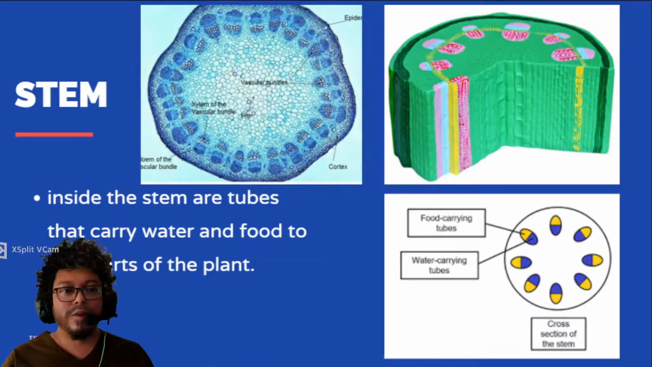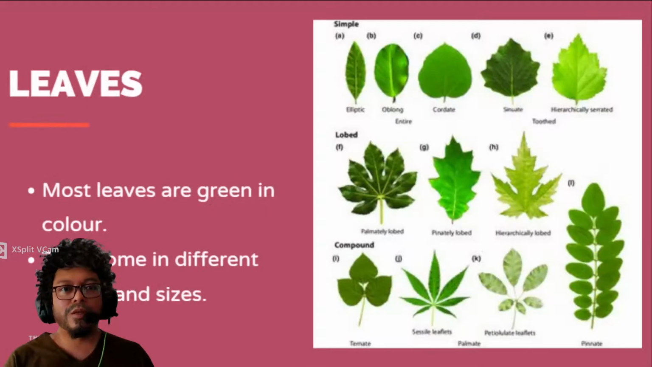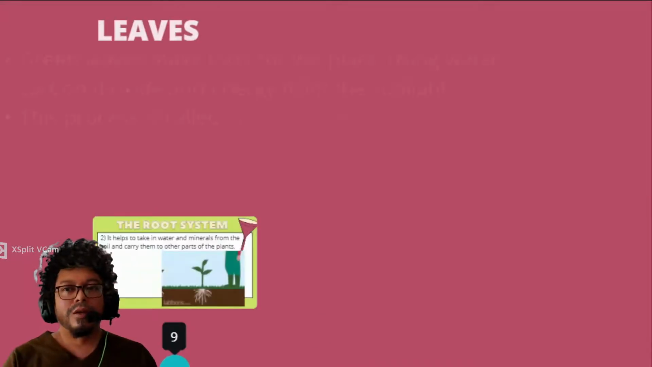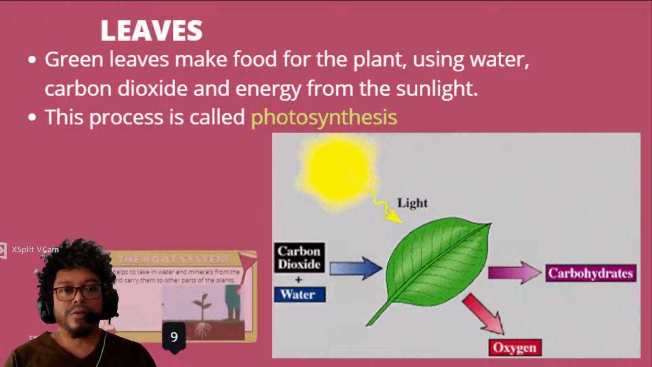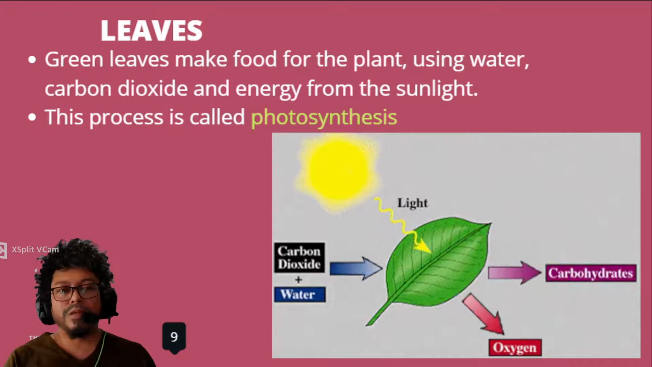Okay, let's go forward into leaves. Most leaves are green in color. Most, I say, not all. Most leaves are green in color. They come in different shapes and sizes. So these are examples of leaves with different shapes and sizes. Green leaves, green. Now remember, daun yang hijau sahaja.